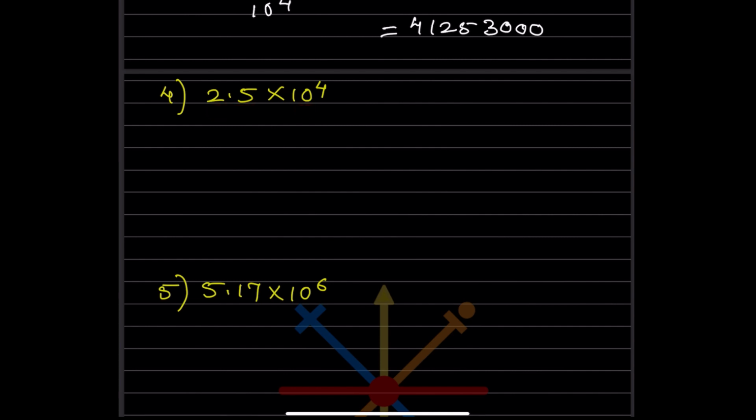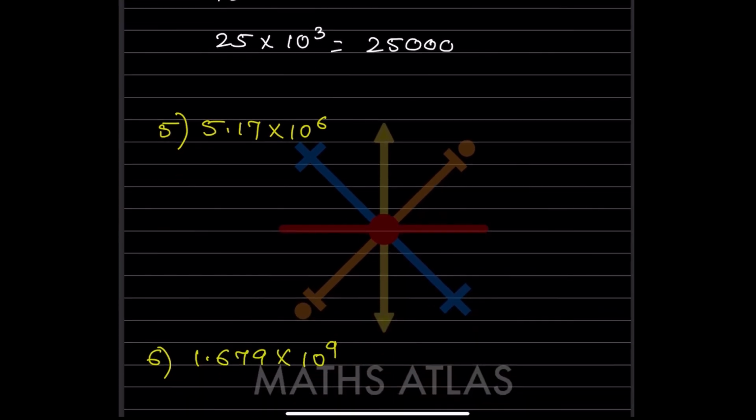So now the next one, that is 2.5 into 10 raised to 4. So this you can write here as 25 by 10 into 10 raised to 4. So 25 by this 10 means that will be 10 raised to 1. So this we can write as 25 into 4 minus 1, that is going to be 10 raised to 3. That will be 25 and you will put here 3 zeros. That will be 25,000.